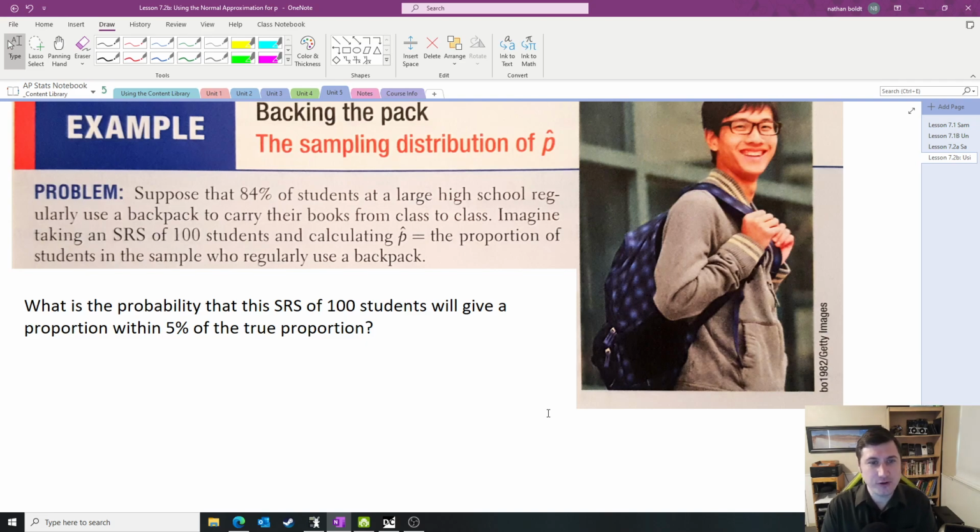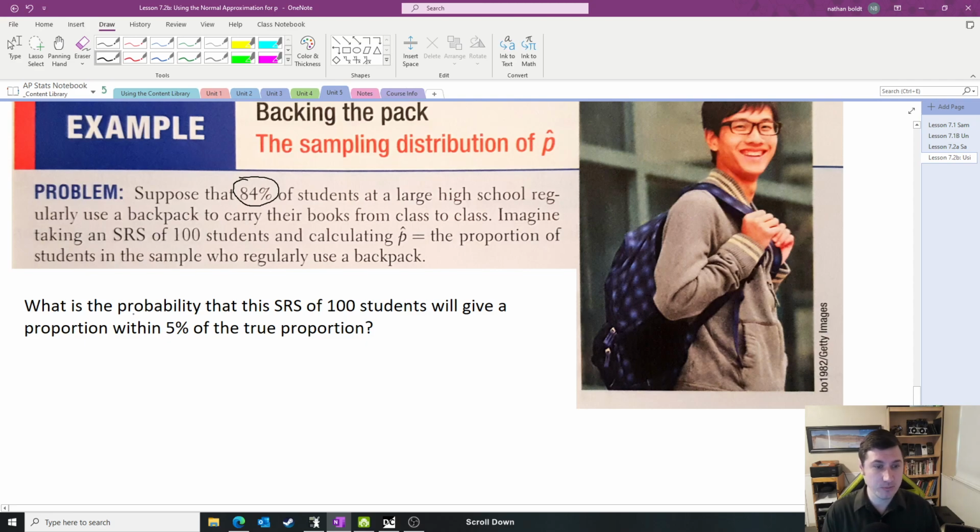So again, 84% of students at a large high school regularly use a backpack to carry their books from class to class. Imagine taking an SRS of 100 students and calculating the proportion, p hat, of students in the sample who regularly use a backpack. So obviously, hopefully, there's sample variability. This sample is not going to give us exactly 84% using their backpack. It's going to give us hopefully something close.